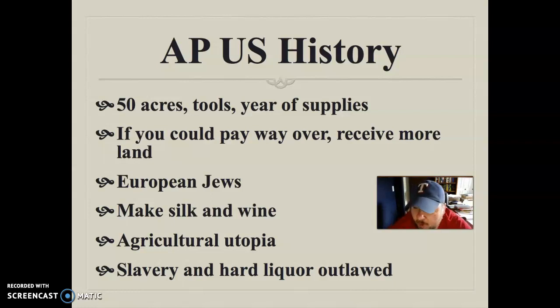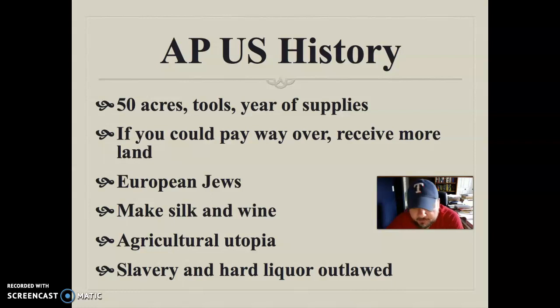Now, if you could pay your way over, and you had some money, then you could receive more than 50 acres of land. If you could pay your way over, you received more land. And a lot of those people that could pay their way over tended to be European Jews that settled in Georgia, from countries like Germany. They came over and they had enough money to pay their own way, so they would receive more than 50 acres. It wasn't entirely European Jews, but they made up a pretty good portion of the people that had more than 50 acres.